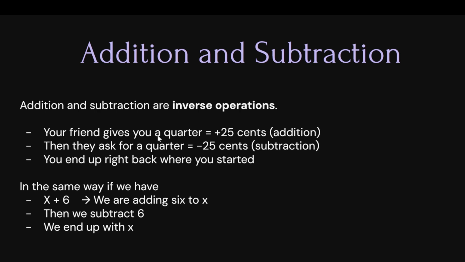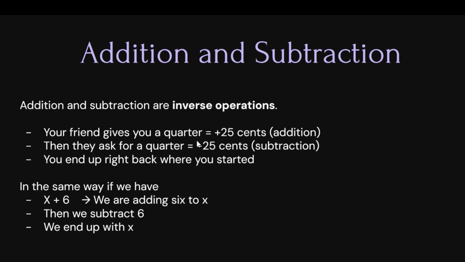Your friend gives you a quarter, so plus 25 cents to your balance. So that's addition. Then they ask for a quarter. So this friend is kind of like, you can't really trust them too much. But anyways, they give you a quarter, then they ask for a quarter. So that's minus 25 cents. So that's subtraction. So they gave you plus 25, minus 25.